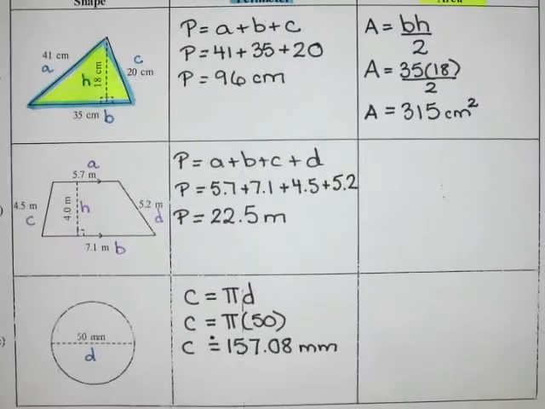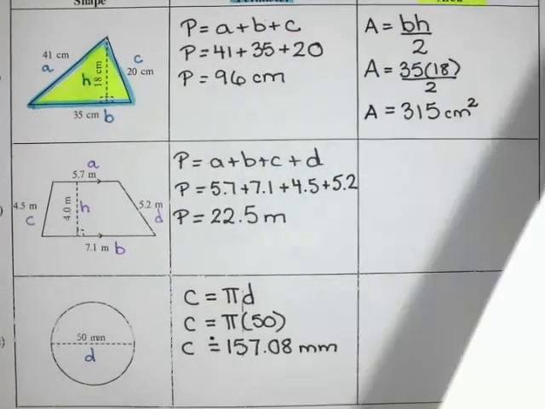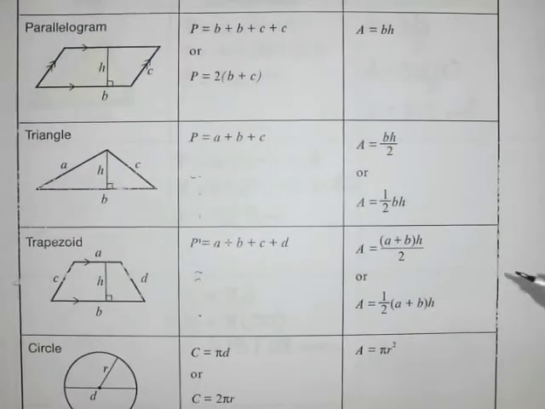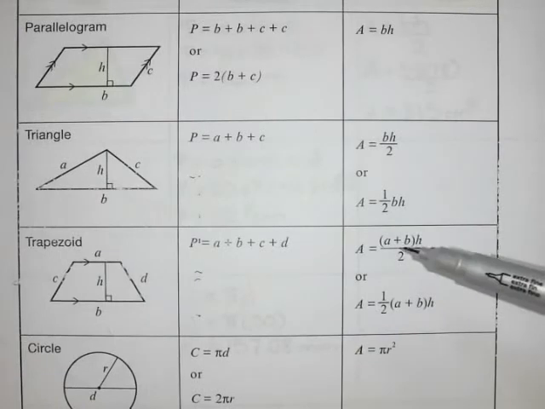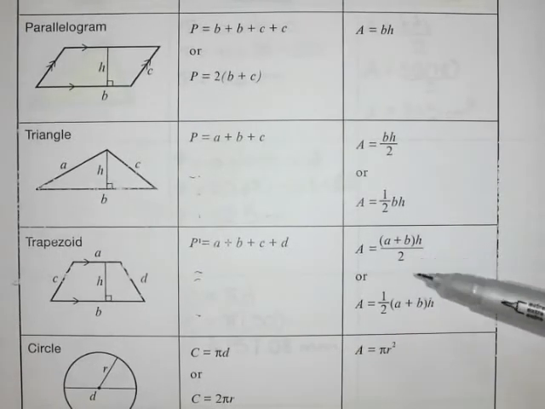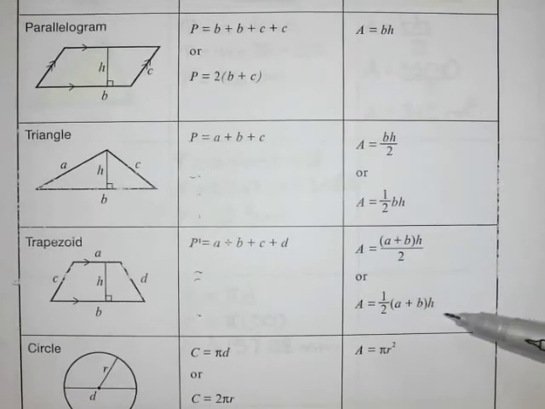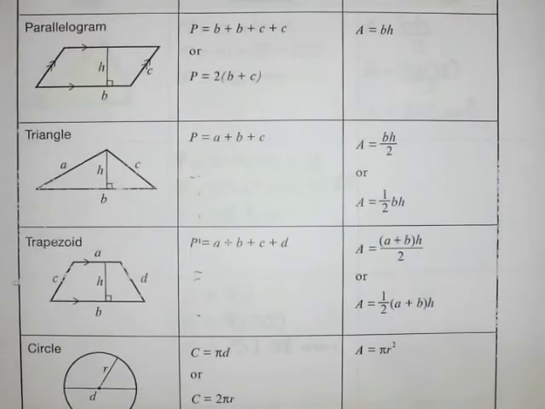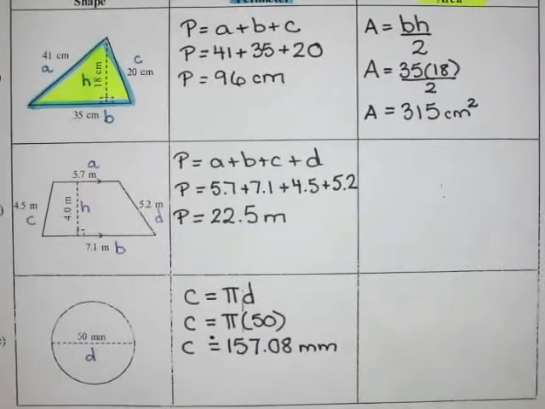Now our second shape, that was the trapezoid. The formula for the area of a trapezoid is a little complicated. It's probably the most complicated of all the area formulas. So we have a plus b times h divided by 2, or 1/2 times a plus b times h. I prefer the top one to the bottom one, but it is entirely up to you which one you want to use. So I'm going to use a plus b times h divided by 2.